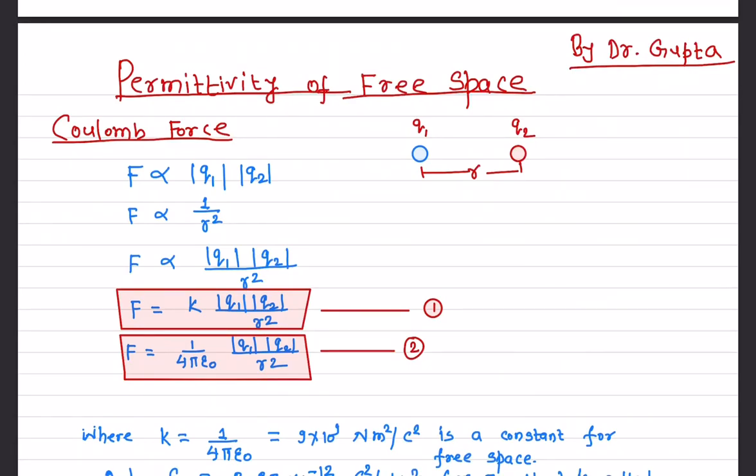In this video, I'll be talking about the permittivity of the medium. First, before talking about the permittivity, let's go back to the Coulomb force. What is the Coulomb force?